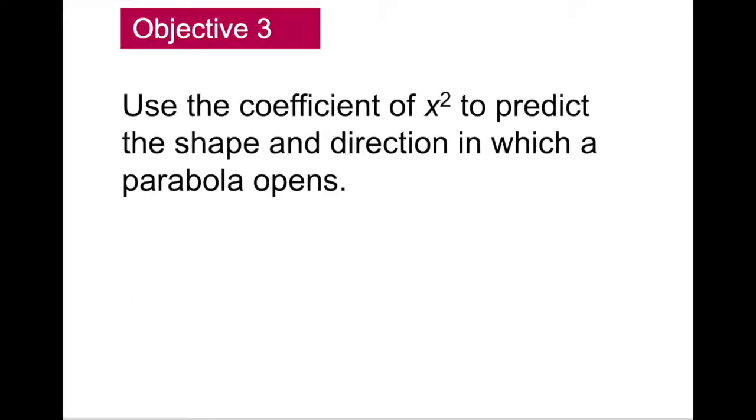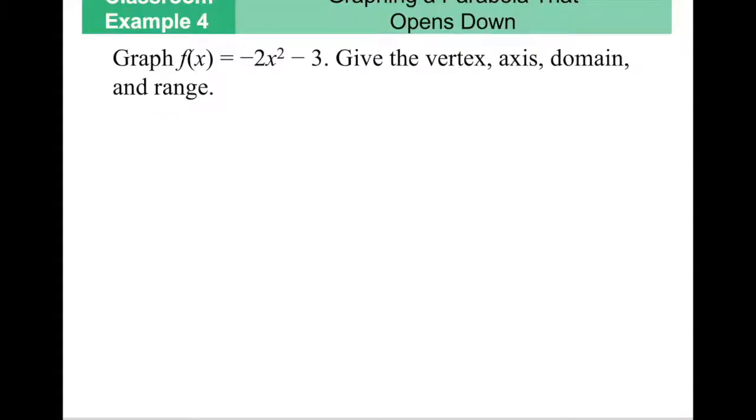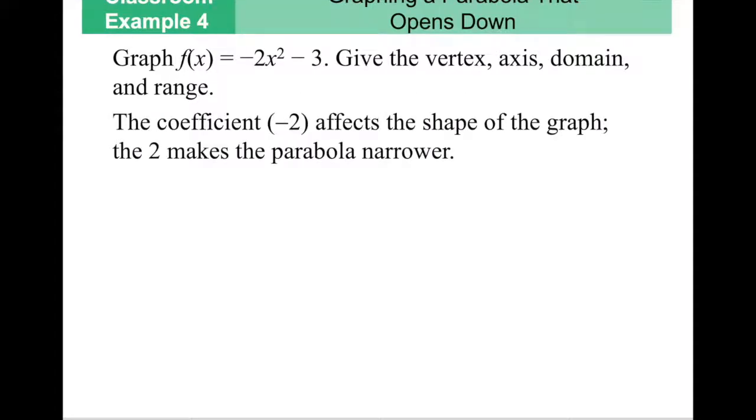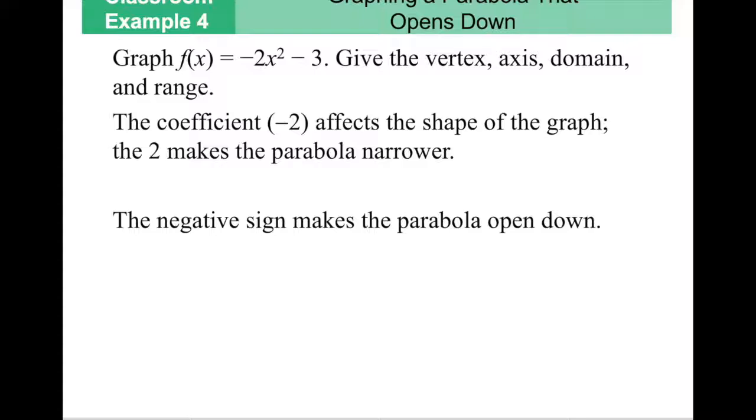So now let's look at what happens if I put a number in front of x squared. How does that change things? When I put a number in front of x squared, it affects the shape of the graph by making the parabola more narrow. The negative sign also makes my U flip upside down. It shifted 3 units down because I'm subtracting 3 outside those parentheses.